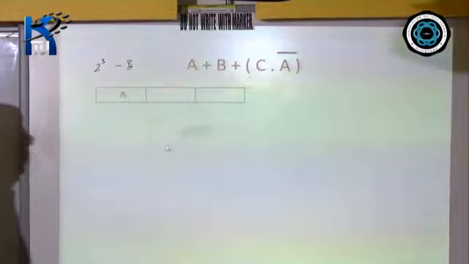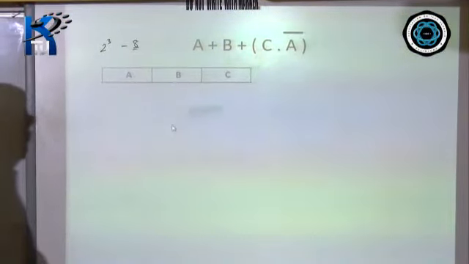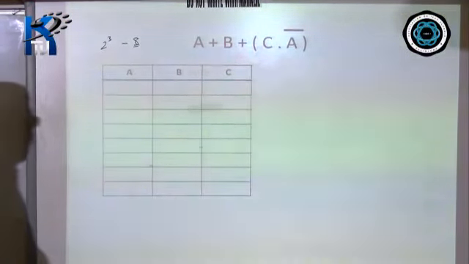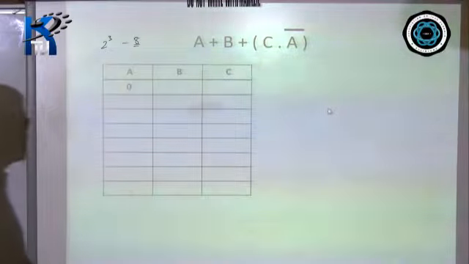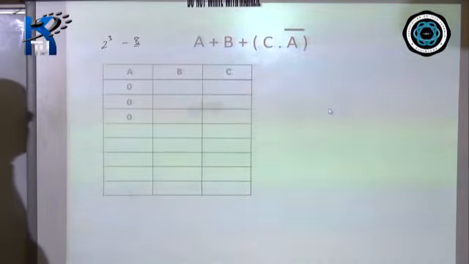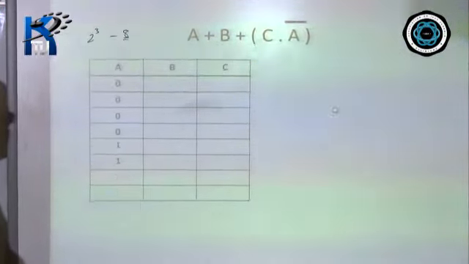So A, B, C, the three literals, and the slots for the 8 combinations. Fine? The first one, column A, we start with 0, 0, 0, 0, 1, 1, 1, 1.